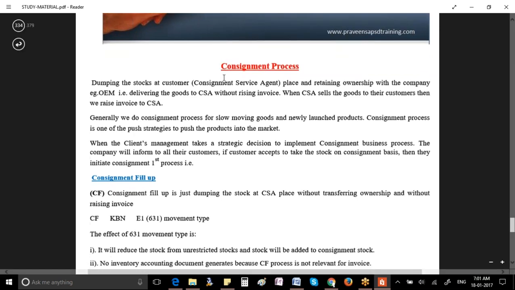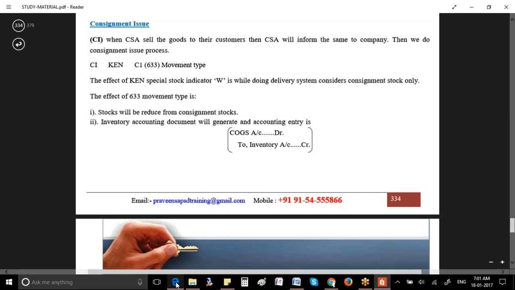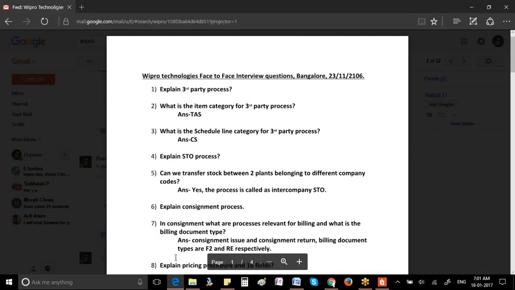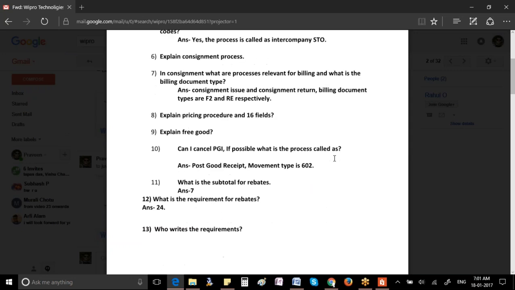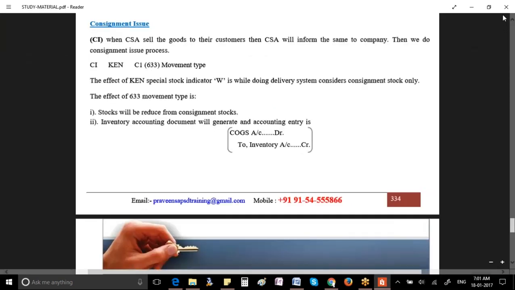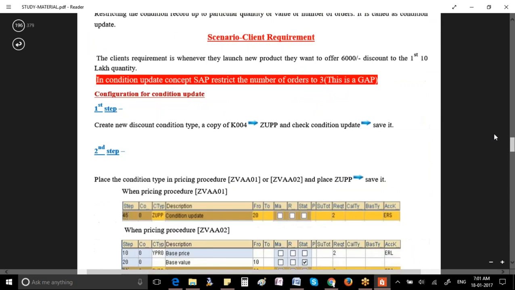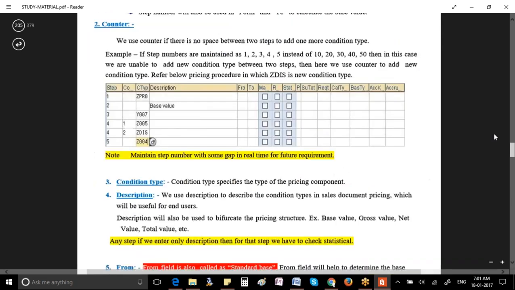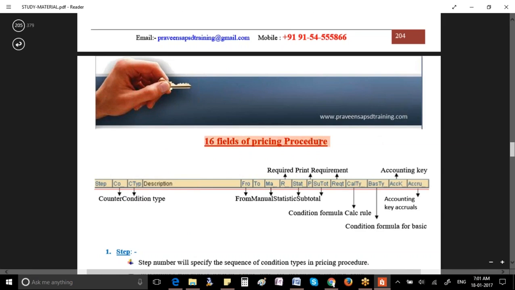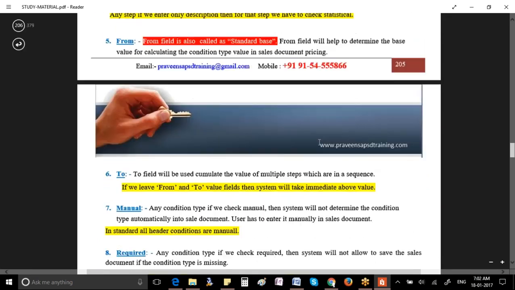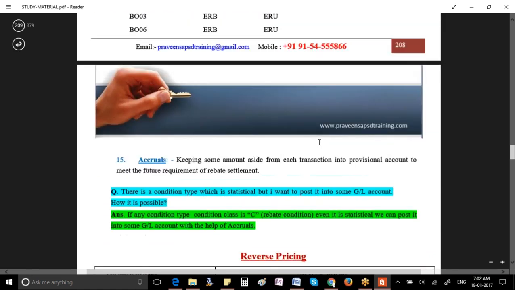You see the consignment process, everything is explained here. As I told you, anyone from my training who goes to an interview answers 90% of the questions, without hesitating to attempt. Here you can see: explain pricing procedure 16 fields, this was the question. You see the 16 fields of the pricing procedure, and everything is covered very deep and very neatly.